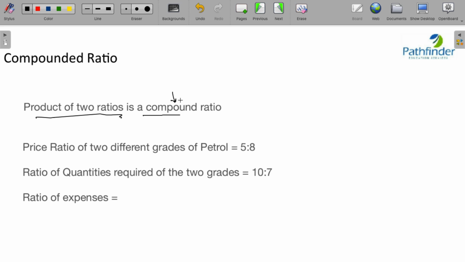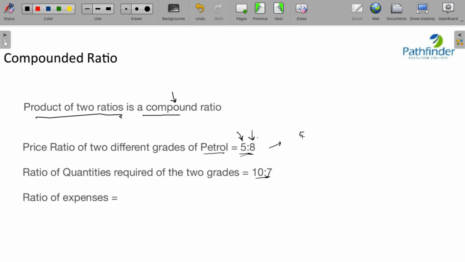So when you take the product of two ratios, the ratio that we get is known as a compound ratio. For example, price ratio of two different grades of petrol is 5:8. And the quantities required, the ratio of quantities required of two grades is 10:7.